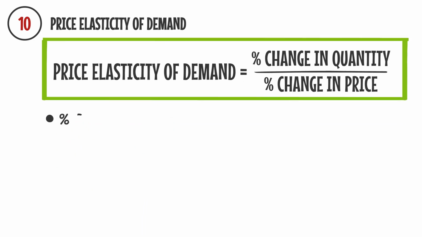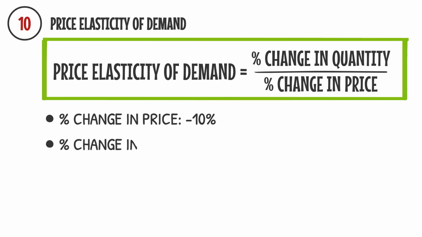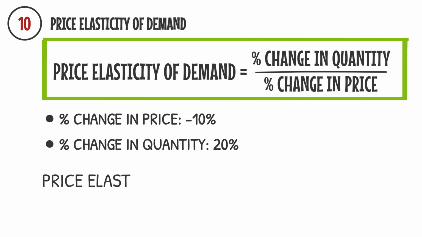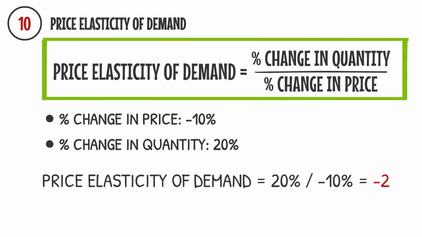Example, your company has decreased its product's price by 10%. As a result, the number of units sold has increased by 20%. Therefore, the price elasticity of demand is 20% divided by negative 10%, or negative 2.